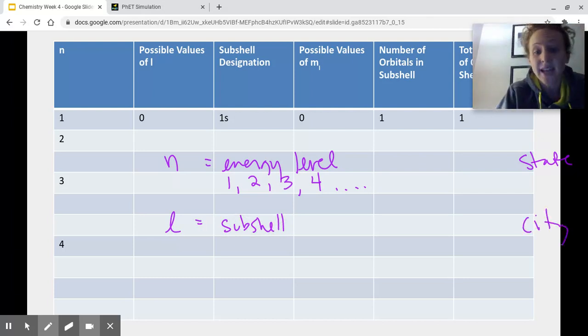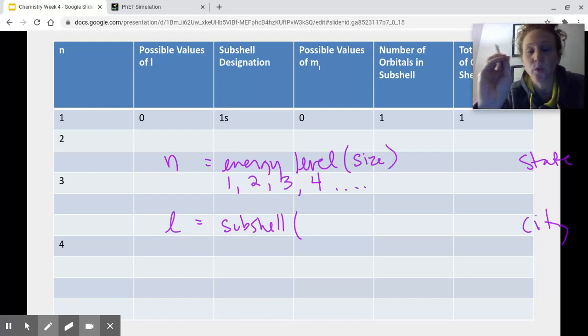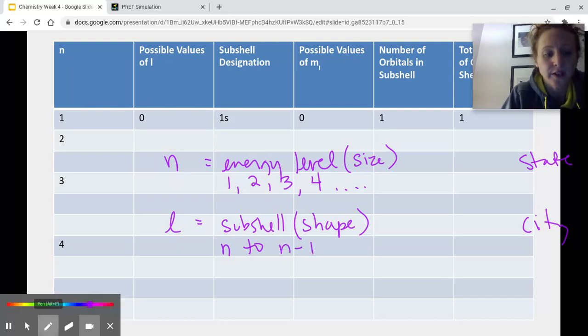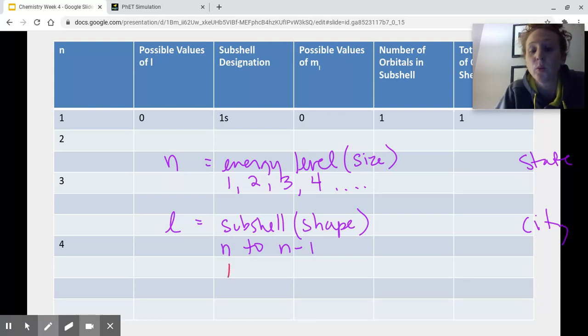And these subshells tell us if the energy level zeroes us into one particular size, the subshells tell us what specific shapes live inside that. Okay, and there are specific shapes that can live inside each energy level. So the shapes can be anything from N to N minus 1. So for example, if we're talking about energy level 1, we're going to have shapes from 1 to 1 minus 1, which is 0.